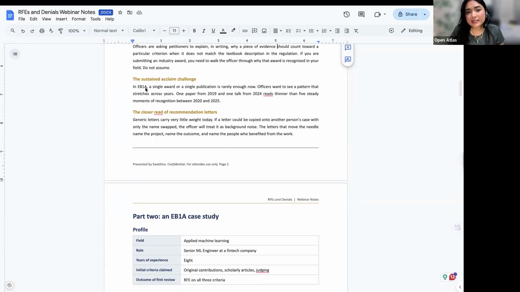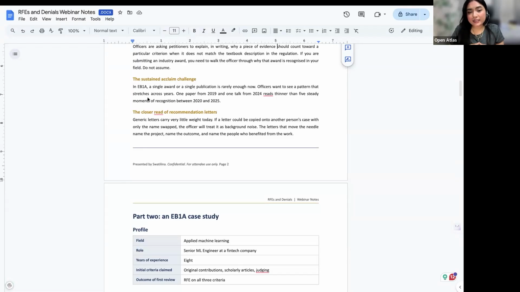Now, next is the sustained acclaim challenge. In EB1A, a single award or a single publication is rarely enough. Officers want to see a pattern that stretches across the years. One paper from 2019 and one talk from 2024 reads thinner than five steady moments of recognition between 2020 and 2025. Okay, so over here, it depends upon what your anchor criteria is.